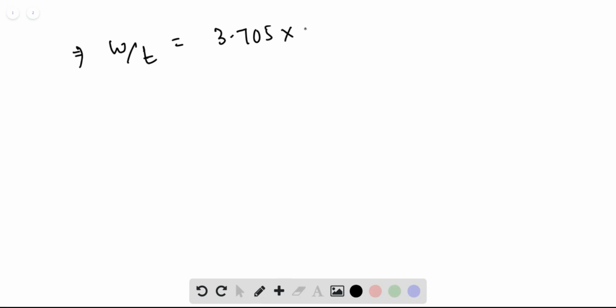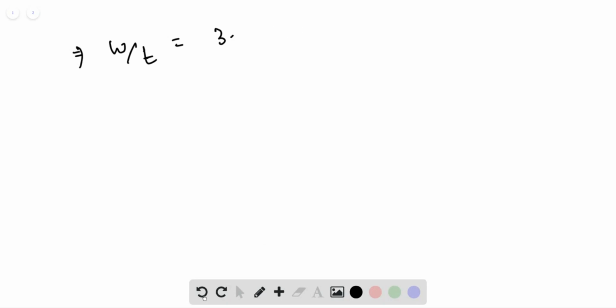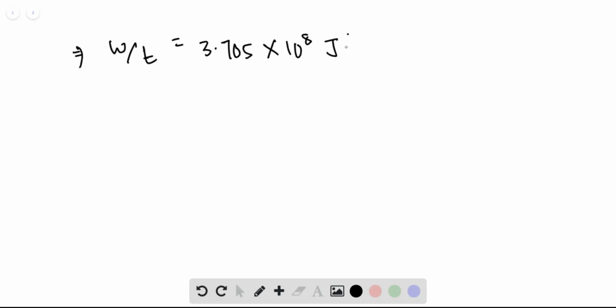Now calculating that part, we find W over T to be 3.705 times 10 to the power 8 joules per day.